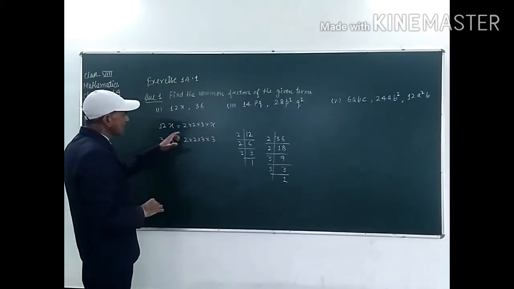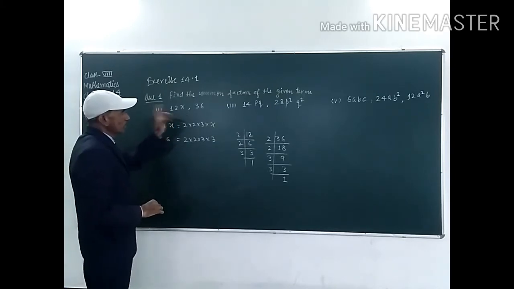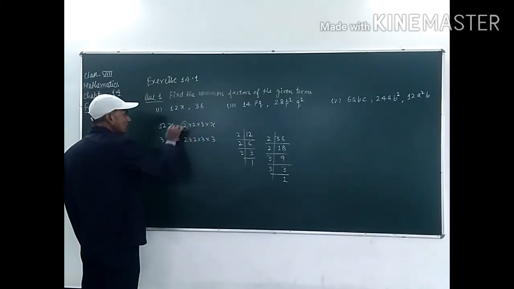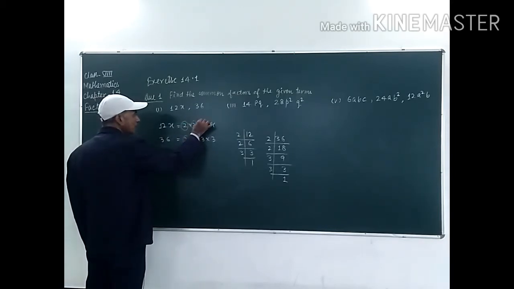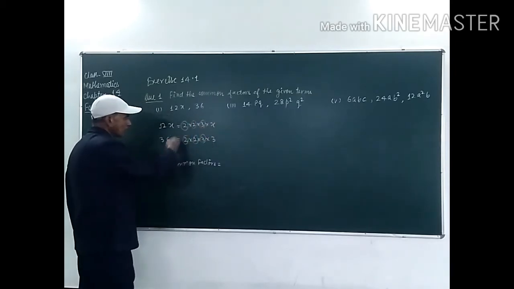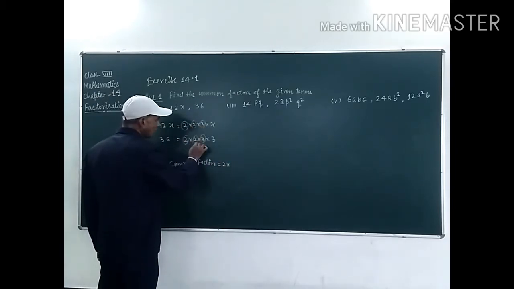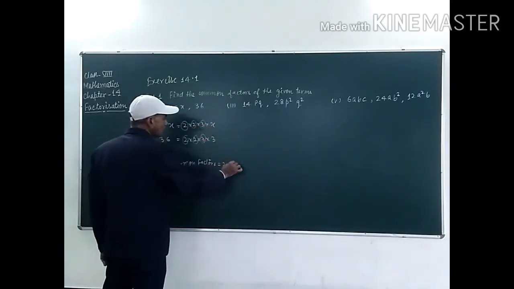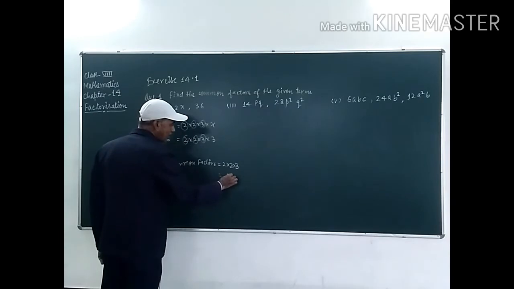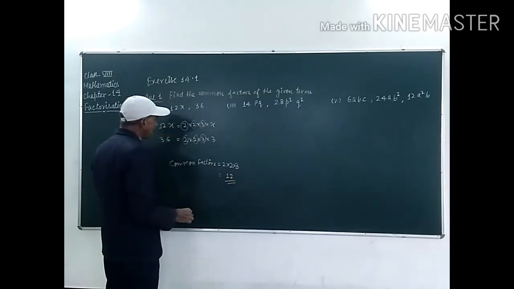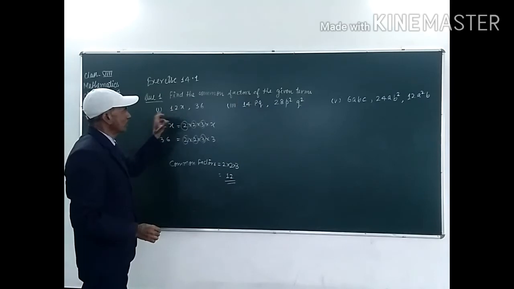So students, what is common between these two terms? This one 2 is common, again 2 is common here, and this one 3 is common, students. So the common factors, students, are 2 into 2 into 3, or we can express it as 2 twos are 4, 4 threes are 12. So 12 is common between these two terms.